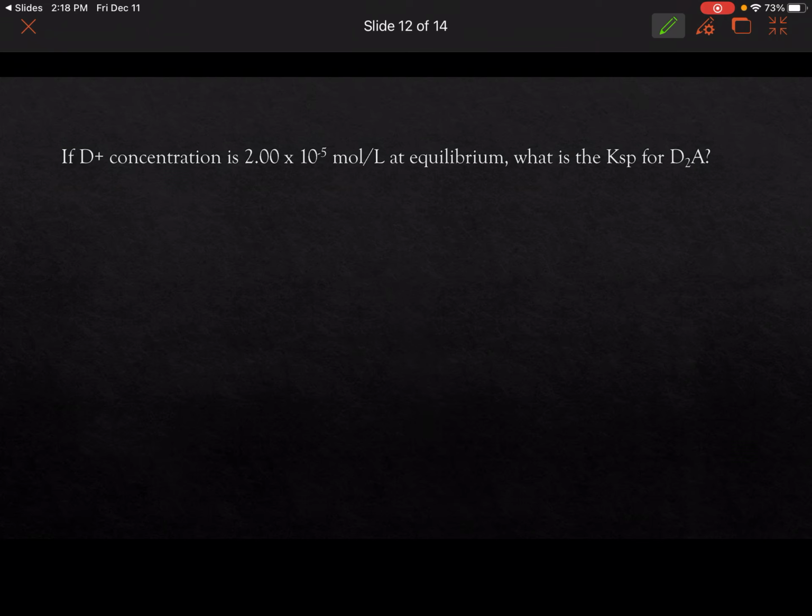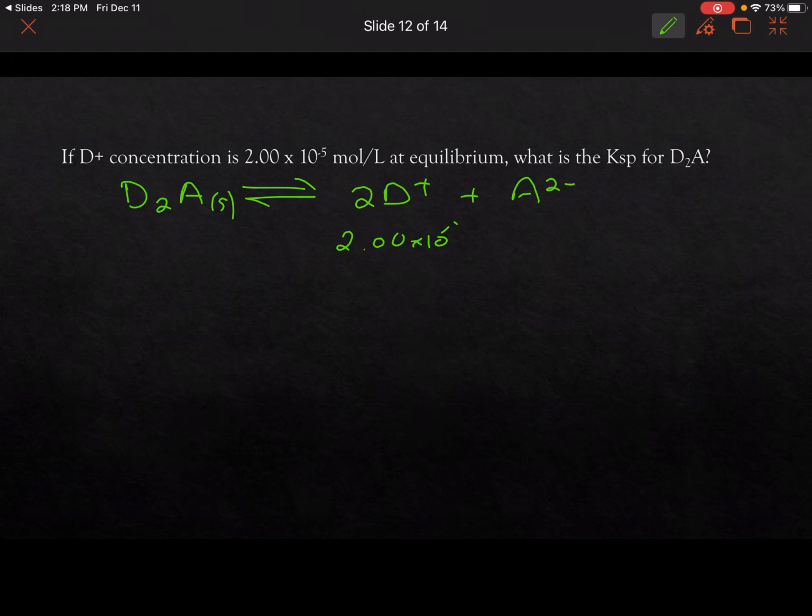Okay, if D plus concentration is 2.0 times 10 to the negative 5 at equilibrium, what is the KSP for D2A? So this, of course, is a generic one, just using algebra here, or variables, I guess I should say. So looking at this, we've got D2A is solid. So for here, we're going to have 2D plus and A2 minus. So looking at this, I know the concentration of this one. I don't know this, and I'm asked to find the KSP.